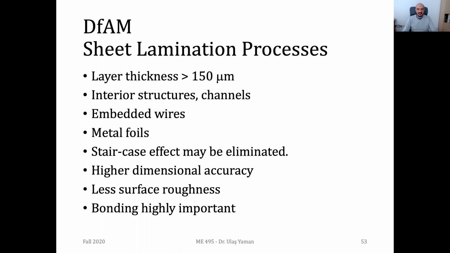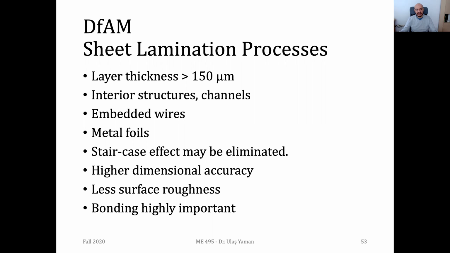Now let's jump to sheet lamination process. But if you have questions regarding the previous additive manufacturing technologies, I may discuss them. Any questions, guys? Okay. Let's discuss sheet lamination processes.